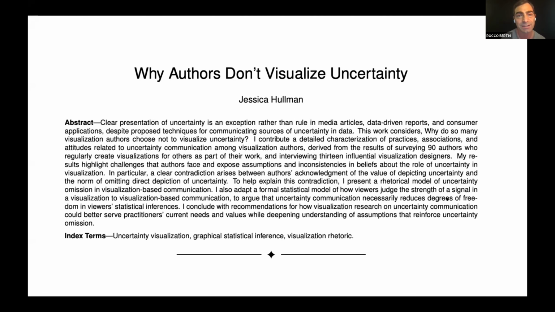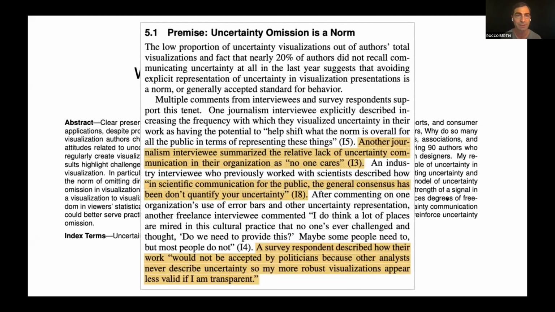Related to that, there's this paper that I really like to recommend. That's from my colleague, Jessica Holman. She's been working in this space of uncertainty visualization for many years. She has this interview study and this paper titled "Why Authors Don't Visualize Uncertainty." I don't have time to go through it, but I just extracted one thing that I really like.